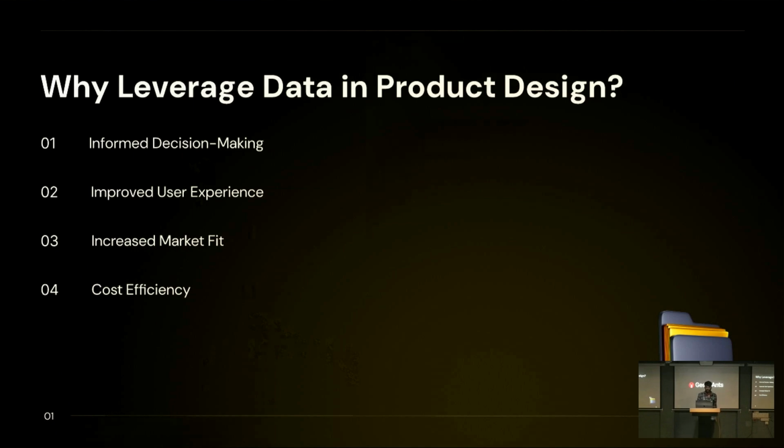Leveraging data in product design will give you more informed decision making, which means it will help you reduce your guesswork. It also provides a factual basis for design decisions. It ensures that the changes you make are driven by real world problems. It will help you improve user experience. When I say improve user experience, I mean you can analyze user data, and it can also help you identify pain points. It will also help you understand user journeys as well.